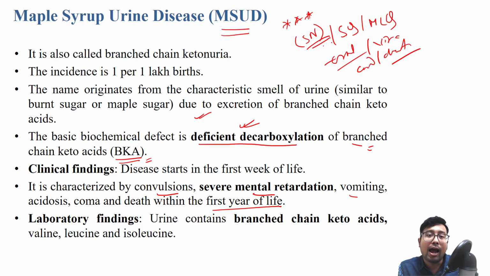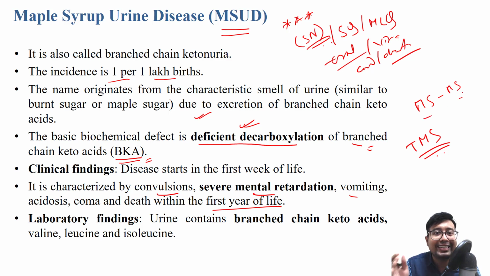Just know this. If MSUD happens, which is very unfortunate and not predictable at all, the incidence is 1 per 1 lakh births. So it is very rare, right? The child, unfortunately, the baby, will die. I have told you many times, in case of any inborn error of metabolism or protein metabolism disorder, if you are asked to write one test for diagnosis, the answer will be tandem mass spectrometry, TMS, or MS/MS. Two mass spectrometers that are attached in tandem. That is the gold standard of diagnosing any inborn error of metabolism, right?